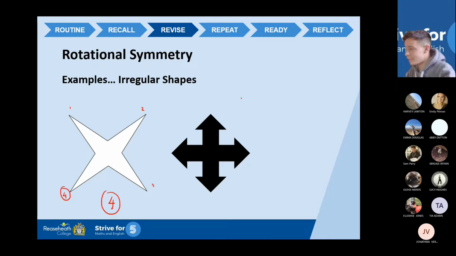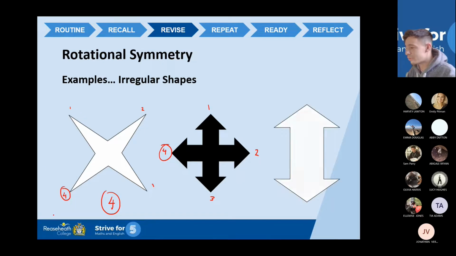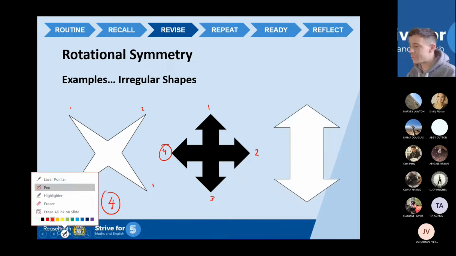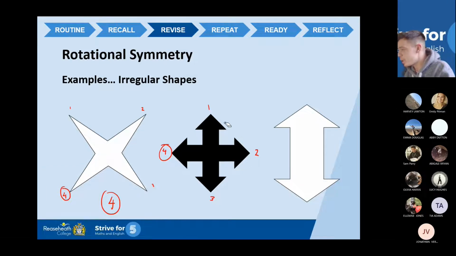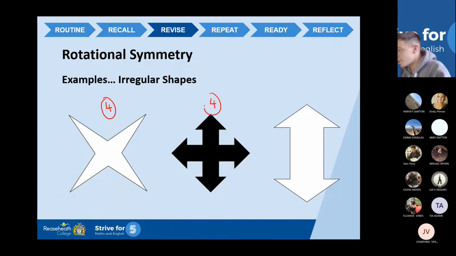This one here, once again, has got 1, 2, 3, 4 points. So we can rotate that shape and it'll have an order of rotational symmetry of 4. And then the final shape is this one. How many points does that shape have on the far right, guys? What would the order of rotational symmetry be for that final shape?